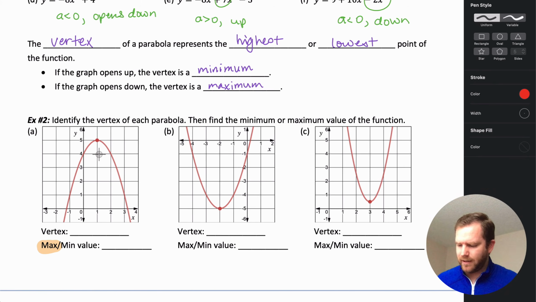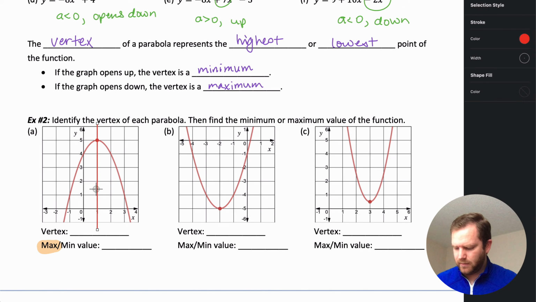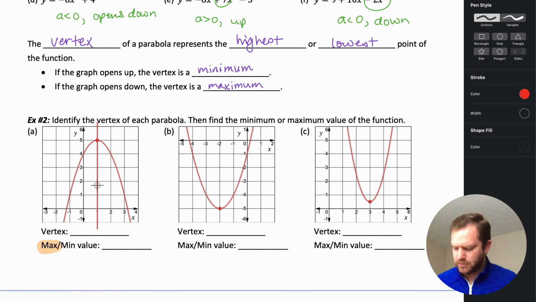So if we were looking at our axis of symmetry, that would be this line here. The axis of symmetry always goes through your vertex. So what is the ordered pair of our vertex? You're going to do the x-coordinate first. The x-coordinate is 1. And the y-coordinate is all the way up here at 5. So the y-coordinate is 5.